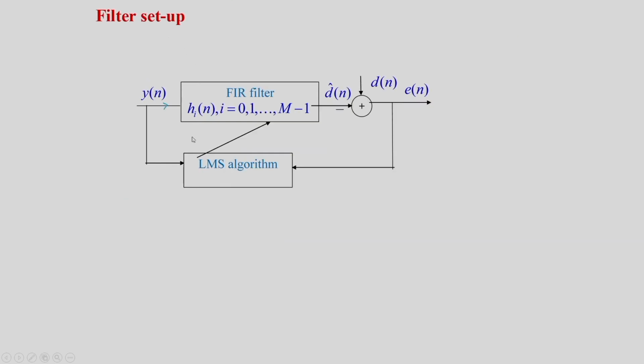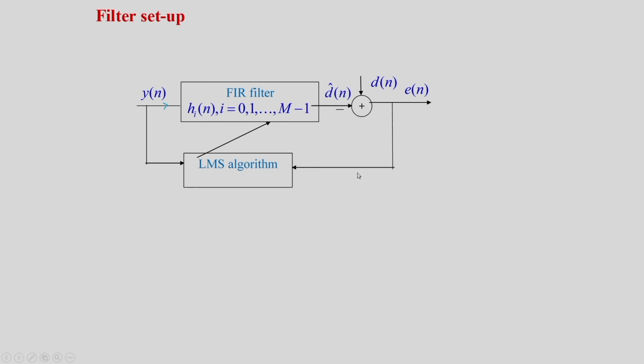Now we describe the LMS algorithm based adaptive filter setup. Here Yn is the input. This is passed through the FIR Wiener filter of tap length m. Then we will get the estimate of the desired signal. And this is the desired signal which we have to estimate. So this is positive, this one is negative. So that difference is the error signal.